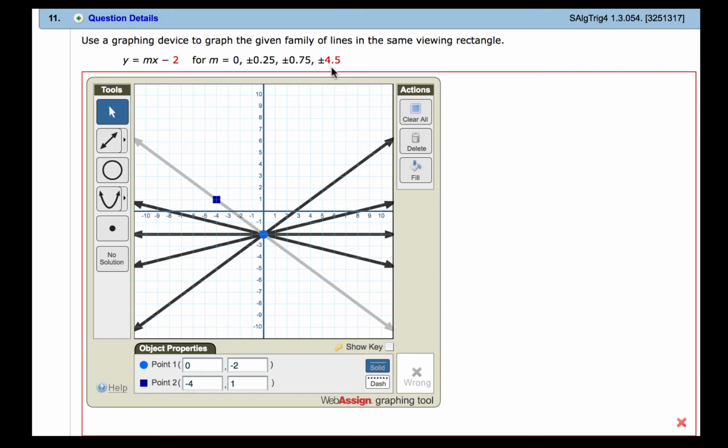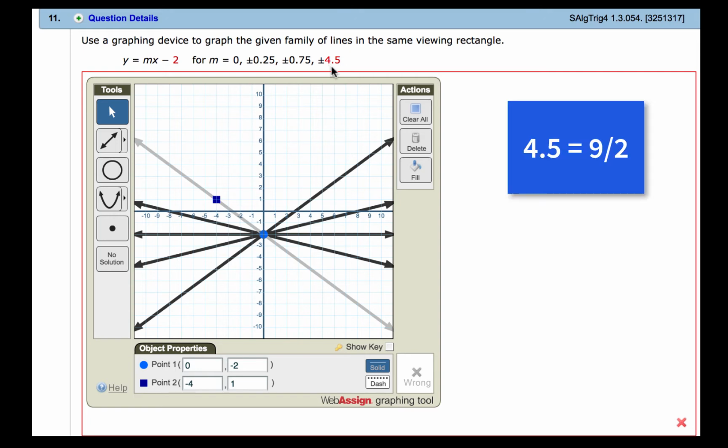Next, our slope will be 4.5. 4.5 can be expressed as 9/2. So again, we'll start by selecting the line tool, put a dot on the y-axis at negative 2, and then we'll count up 9 and to the right 2, place another dot, and that graphs the line.